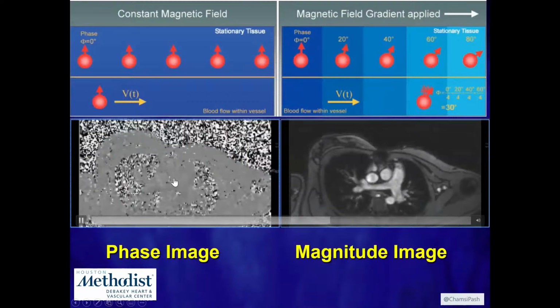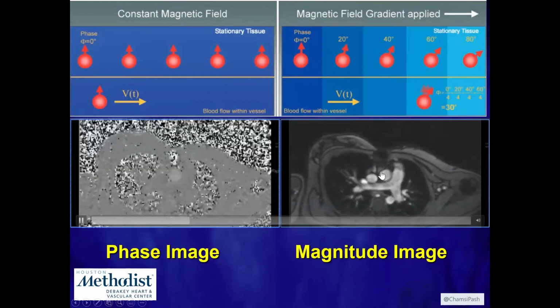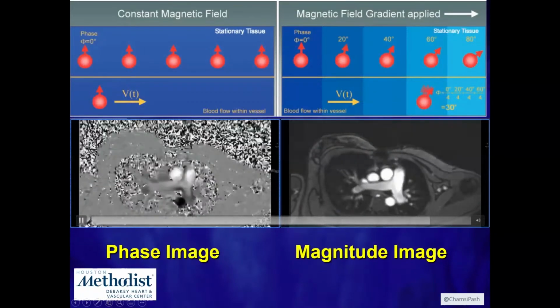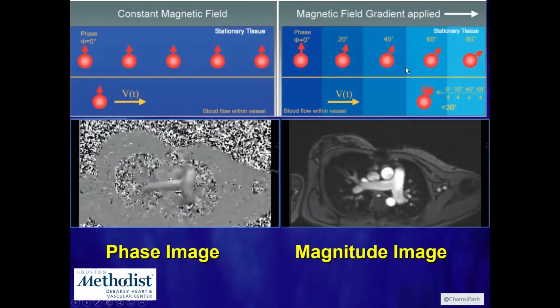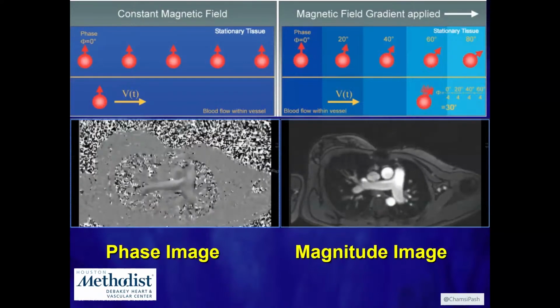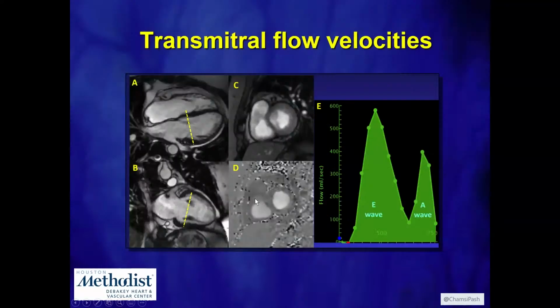We create a phase image and a magnitude image. The magnitude image is going to show us the anatomy. The phase image is typically going to show us the velocities of those protons that are spinning, with different shifts in the phase that they acquire after applying an external magnetic field.